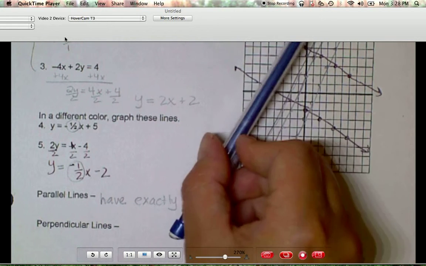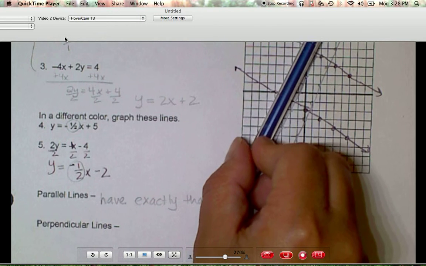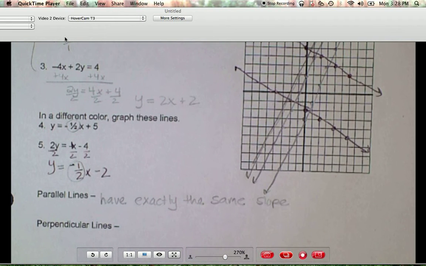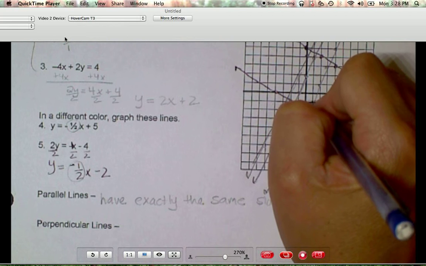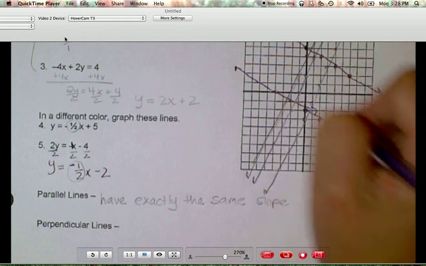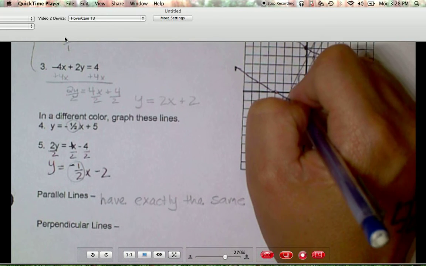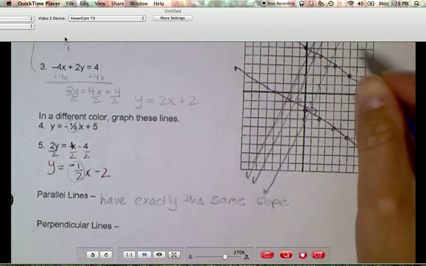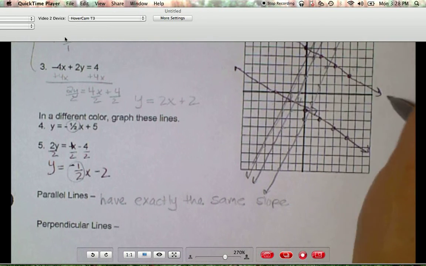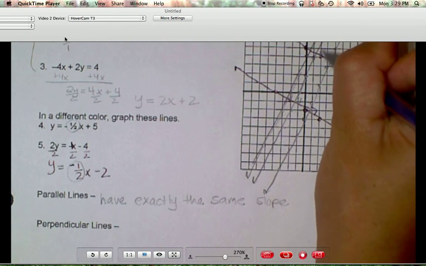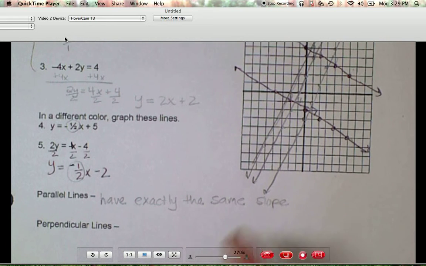They will be perpendicular, all right? Perpendicular, remember, means that they meet at right angles. So this line going this way is perpendicular to each of these three lines. This one is also perpendicular to each of these three lines.